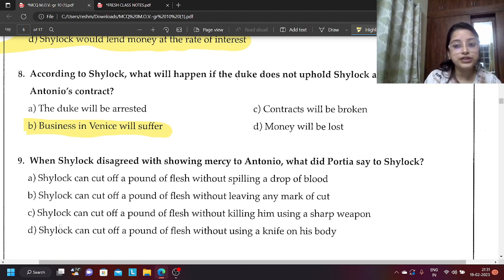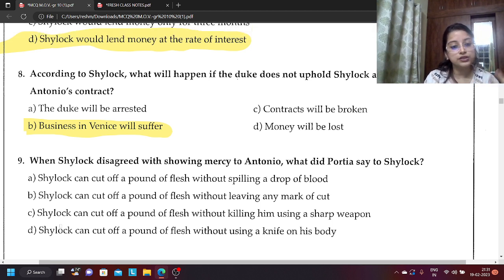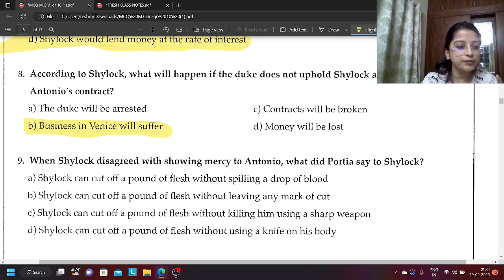Always remember to read all the options. Otherwise, you may lose marks. Okay. There can be a better option also. Shylock can cut off a pound of flesh without leaving a mark of cut. No. Shylock can cut off without killing him using a sharp weapon. No. Can cut off a pound of flesh without using a knife. No. So option number A is the best option, and that is our answer.